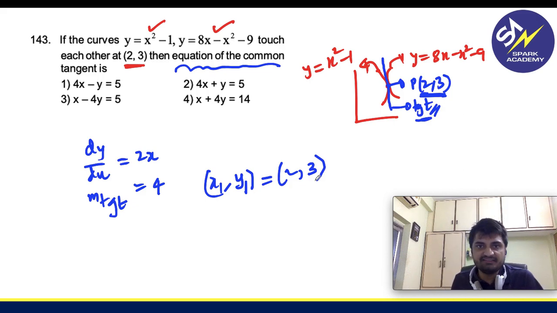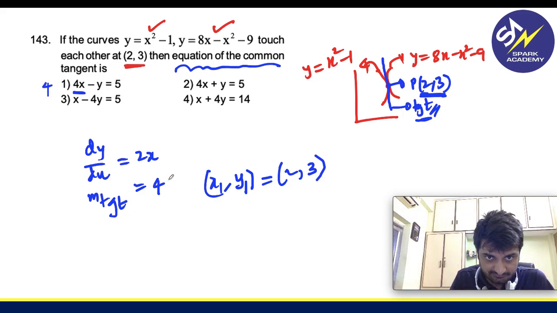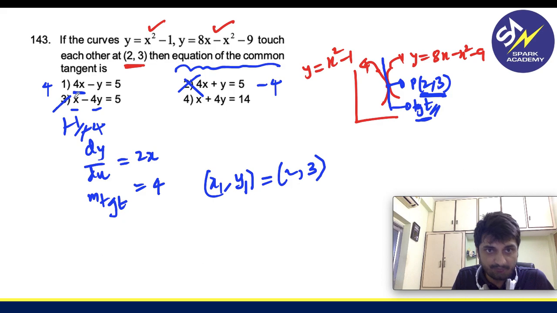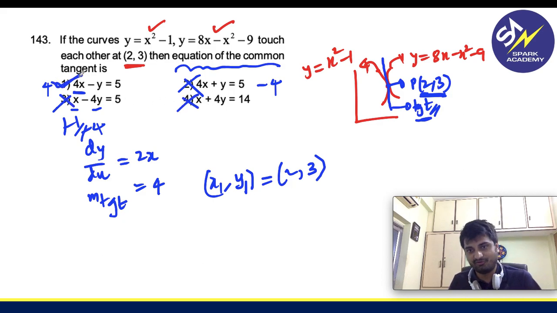So how will I check this, guys? You can verify options. What is the slope of the tangent? Minus 4 by minus 1, that is plus 4. This is minus 4, not possible. What is the slope of this? Minus 1 by minus 4, so that is 1 by 4, not possible. This is also minus 4. So only the first option is giving us slope 4.